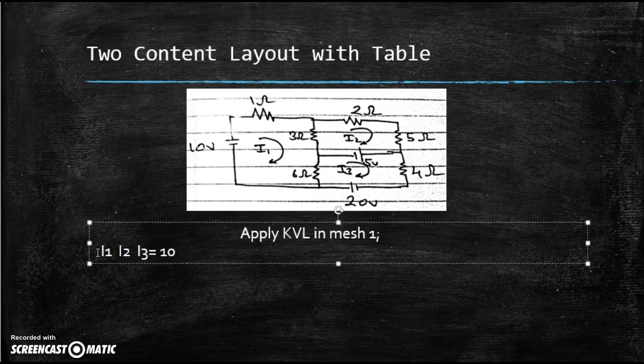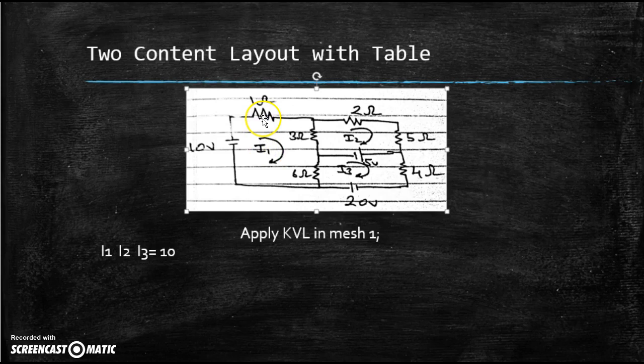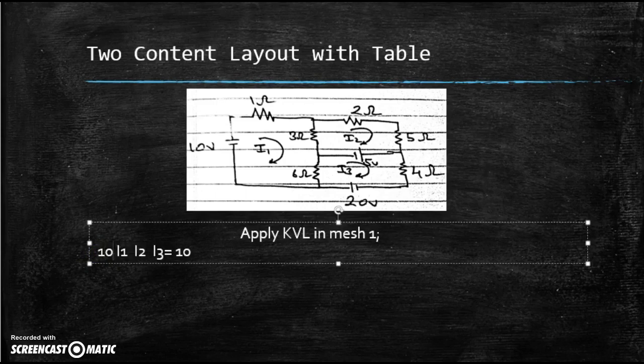Now let's assign the values to I1. What can be the values to I1? Since we are in mesh 1, whatever the resistors come in mesh 1, 1 ohm, 3 ohm, 6 ohm, just add them, which is 6, 9, 10. So you get 10 I1. Over here the sign would be positive.